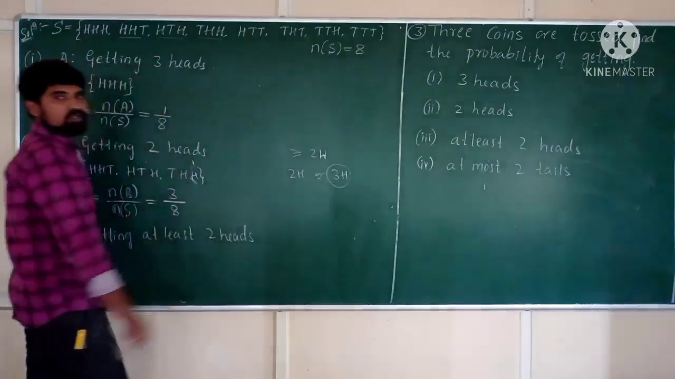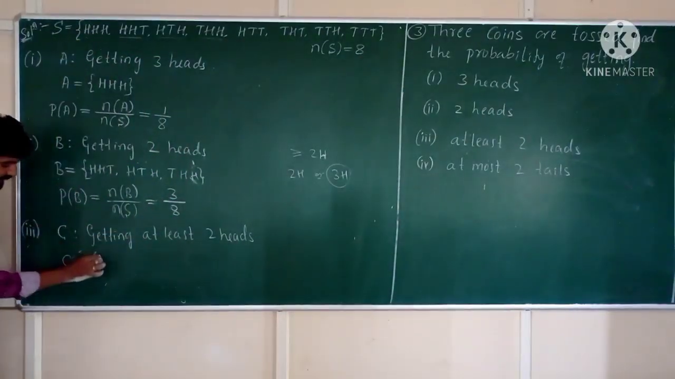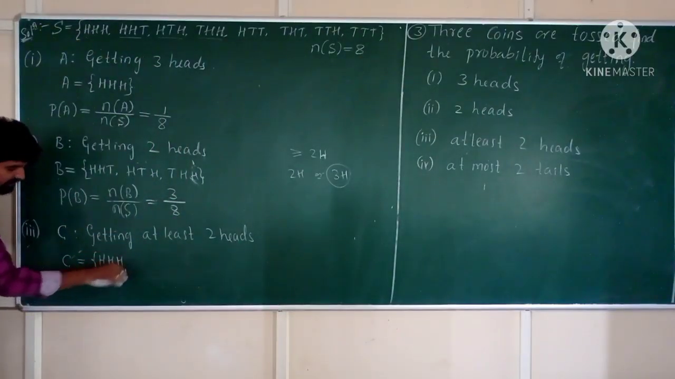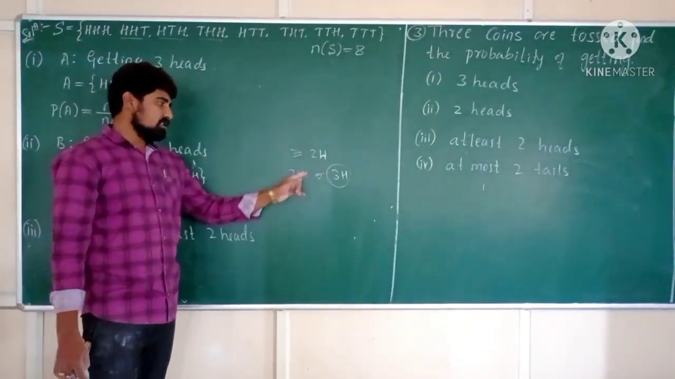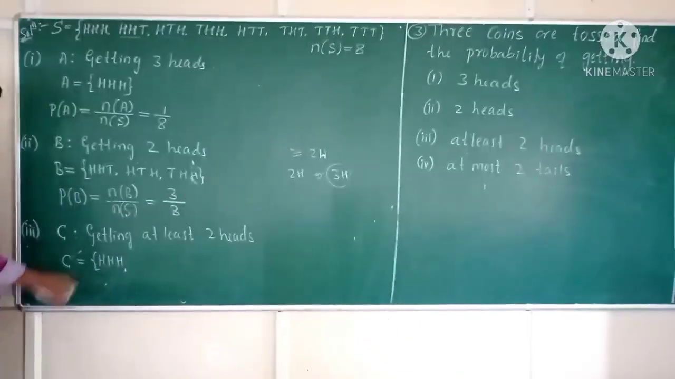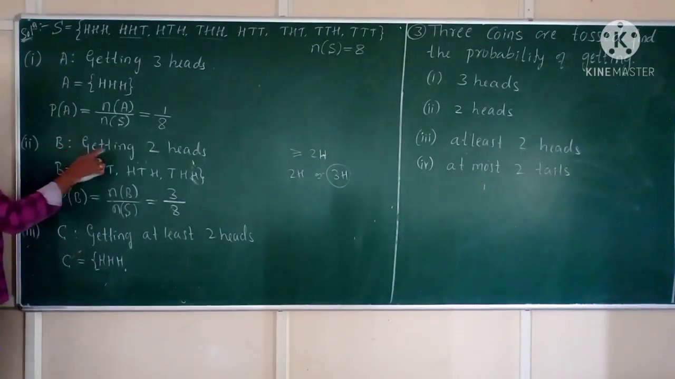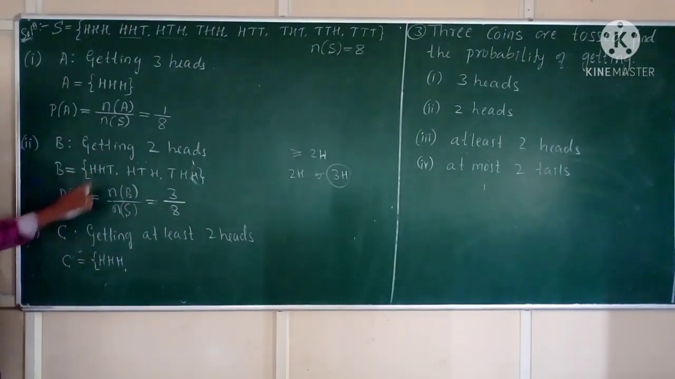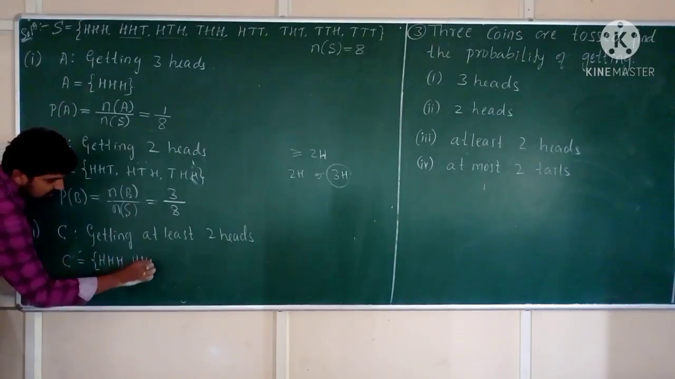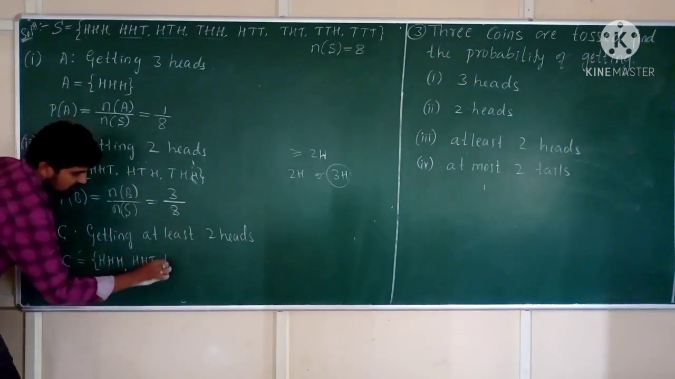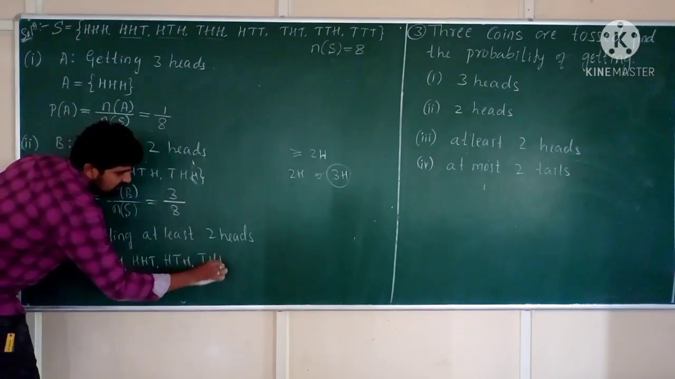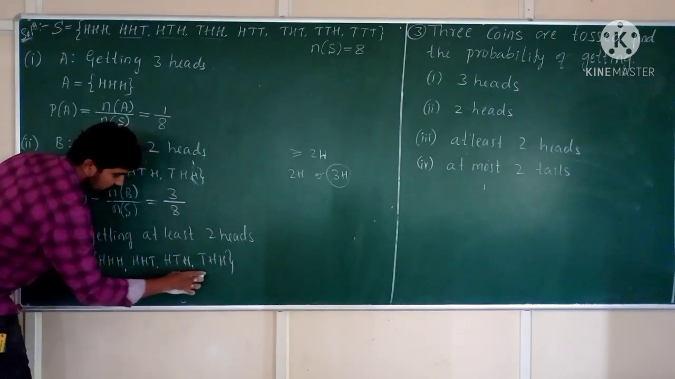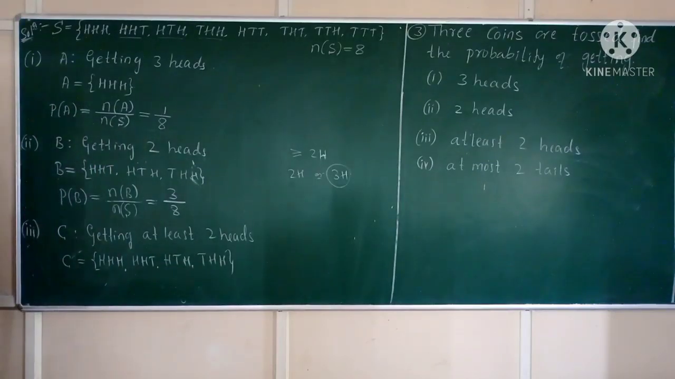Hence, for the outcomes present in the event C, the outcome which consists of 3 heads, there exists only one outcome, that is HHH. And then we need to write the outcomes which consist of 2 heads. We already wrote them here, in event B consisting of 2 heads, that is HHT, and then HTH, and then THH. So these are the 4 outcomes which are present in event C.